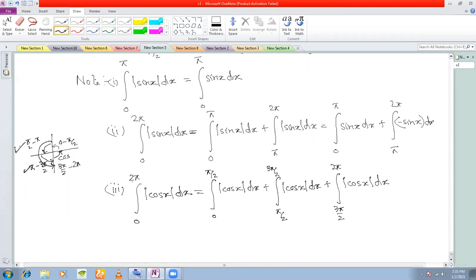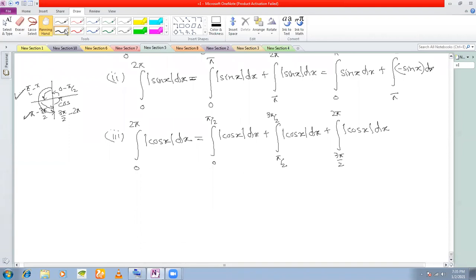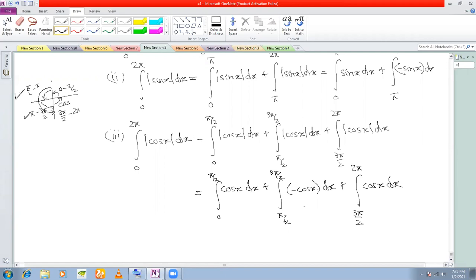And what will happen in the next step? From 0 to pi by 2, cos x is positive, so you simply write cos x dx. And here, from pi by 2 to 3 pi by 2, cos is negative, so we'll write minus cos x dx. And here, again cos is positive, from 3 pi by 2 to 2 pi, cos x dx. Clear with this?